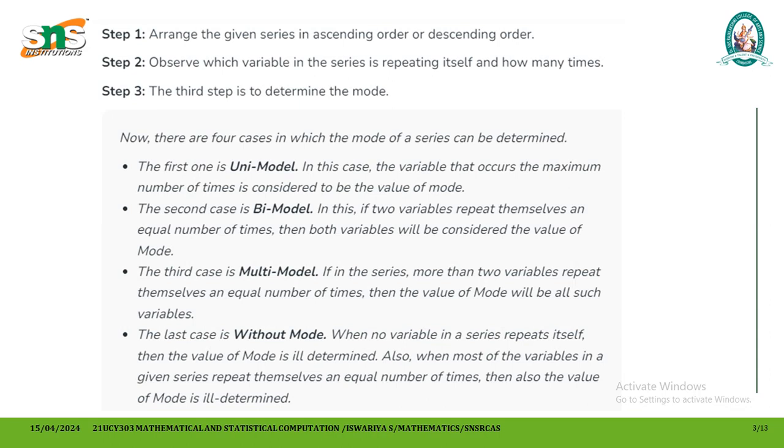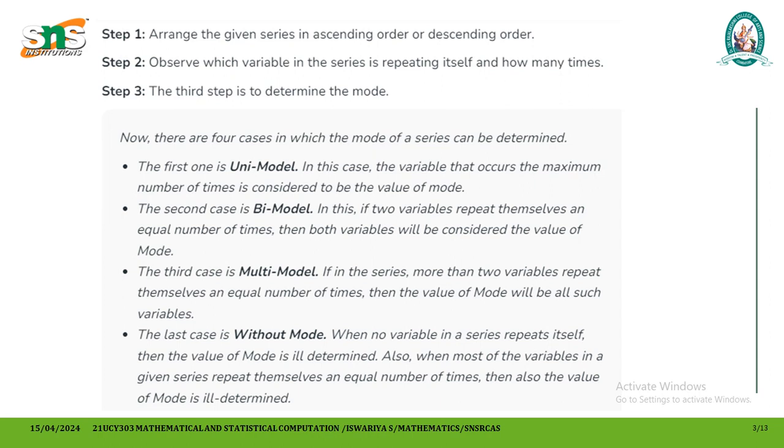So these are the steps to find the mode. Arrange the given series in ascending or descending order. Observe which variable in the series is repeating itself and how many times. The third step is to determine the mode. Now there are four cases in which the mode of a series can be determined.